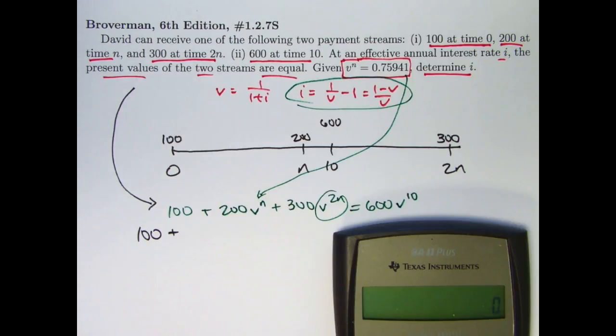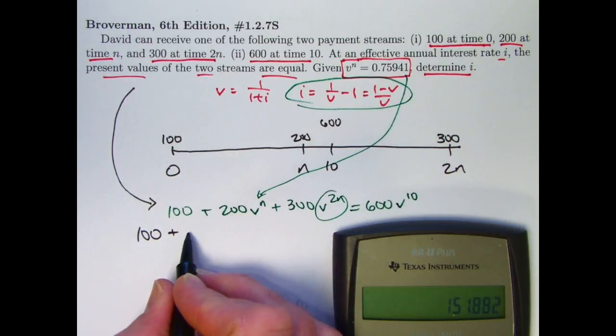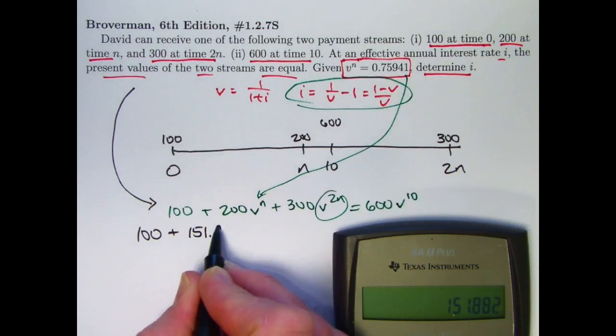So we've got the 100 plus 200 v to the n. I'm going to take the 0.75941 and multiply it times 200. That gives me 151.882.